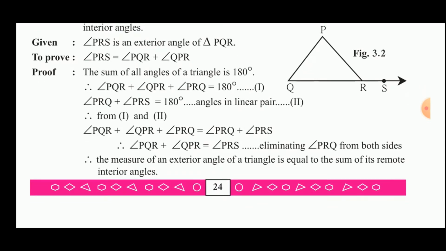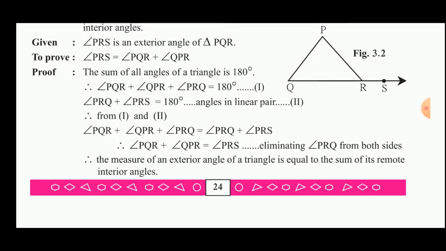The sum of all the angles of a triangle is 180 degrees. So angle PQR plus angle QPR plus angle PRQ is equal to 180 degrees. Give it equation number 1. Now angle PRQ plus angle PRS is also equal to 180 degrees, angles in a linear pair.